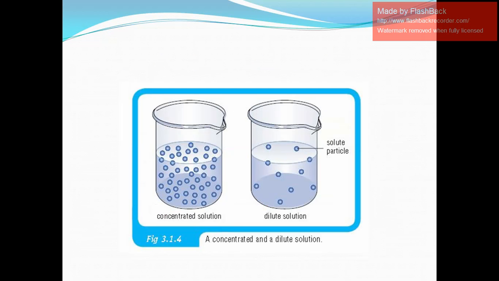Now solutions are of two types: dilute and concentrated. Concentrated solution means the solution in which the solute is relatively more than the amount of solvent. If it is a salt solution, meaning water and salt dissolved in water, suppose the molecules of salt are more than the molecules of water. So a concentrated solution means a solution which contains more solute than solvent.